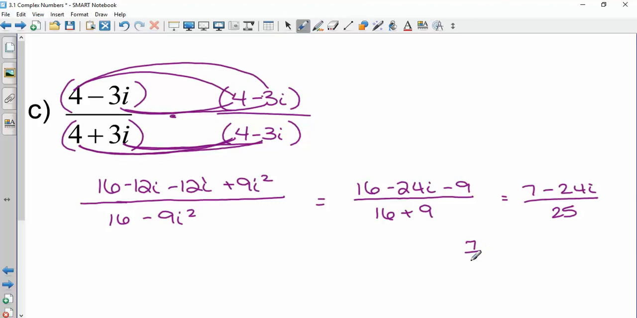So to finish it, we just put each one over 25. So 7 over 25 minus the 24i over 25, or 24 over 25 i, you could write it either way. You okay with that?